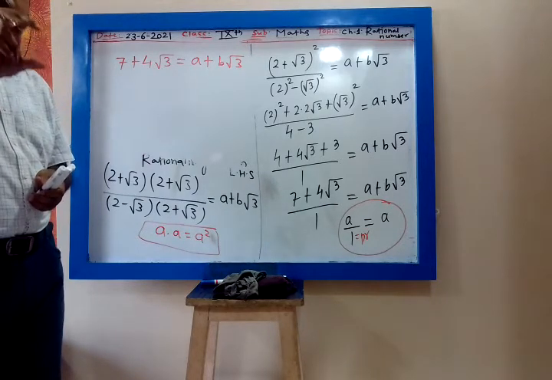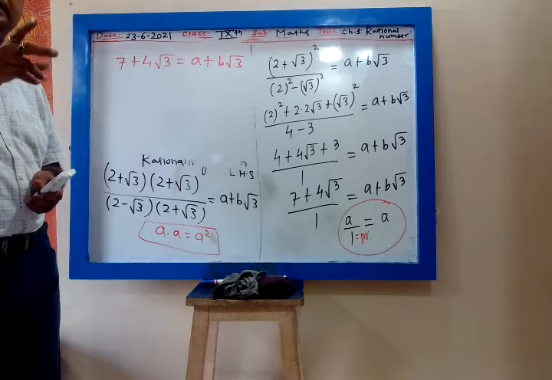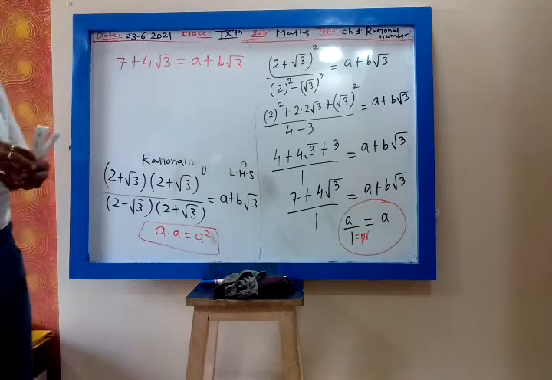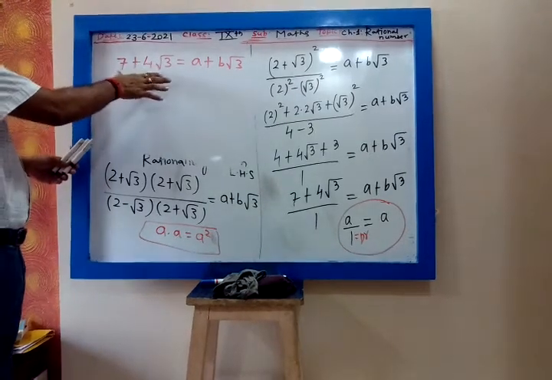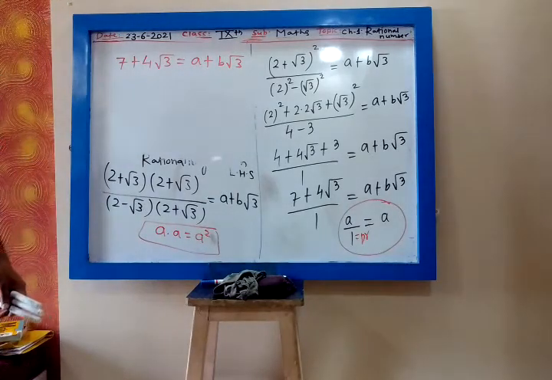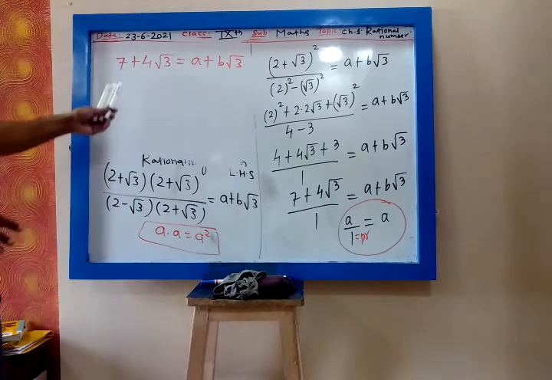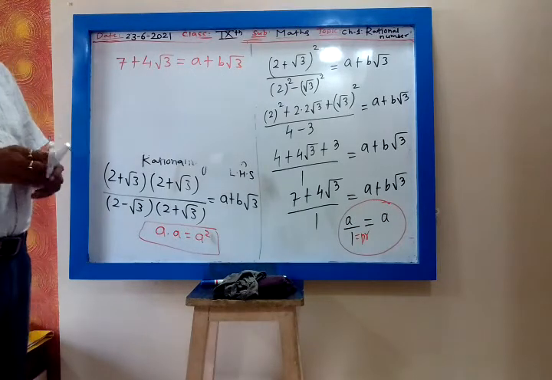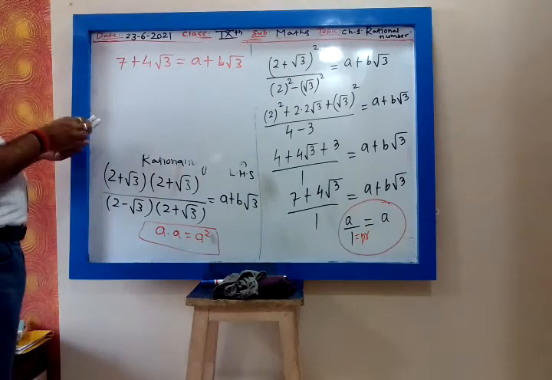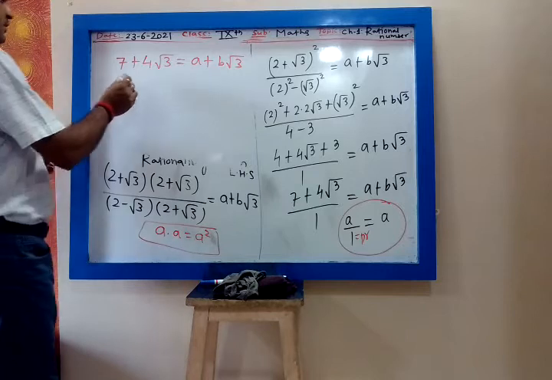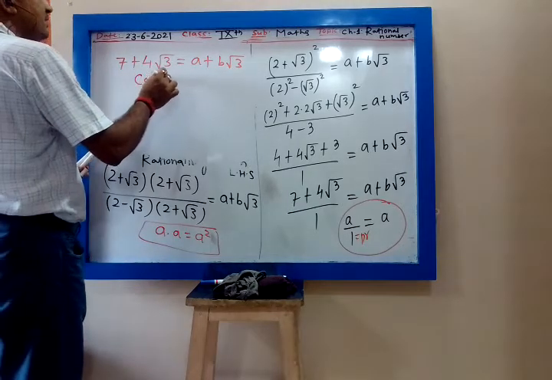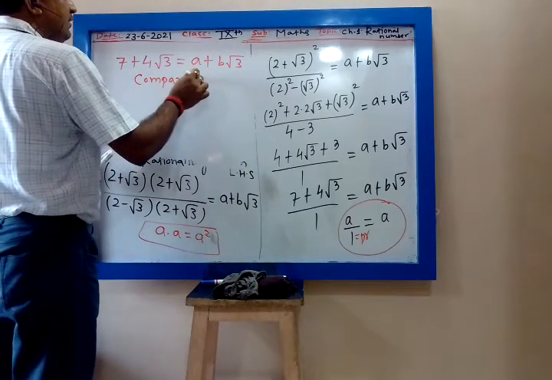We have rationalized the denominator on the left hand side. So multiply and divide by the same term with the opposite sign inside. That's all. Now the left hand side is a single irrational number, and the right hand side is also a single irrational number. So we write, comparing irrational numbers, comparing we get.